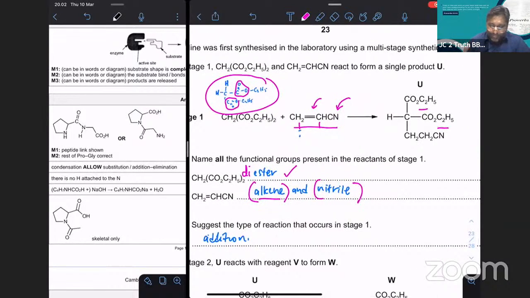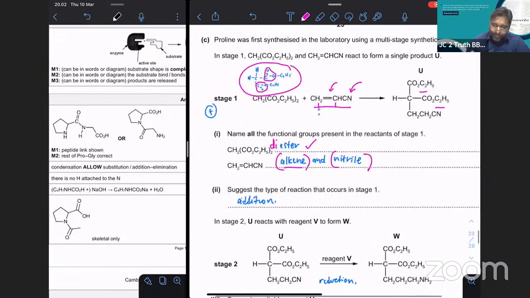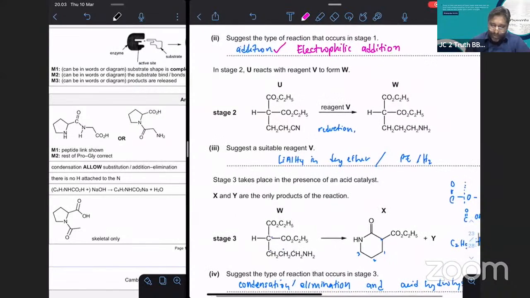So what is actually happening over here? Suggest the type. It is an addition reaction, or you can write electrophilic addition. Suggest only, no need to be so detailed or crack our head about it. It's an addition reaction because the double bond is broken. Now the next part: you react with reagent V to form W.